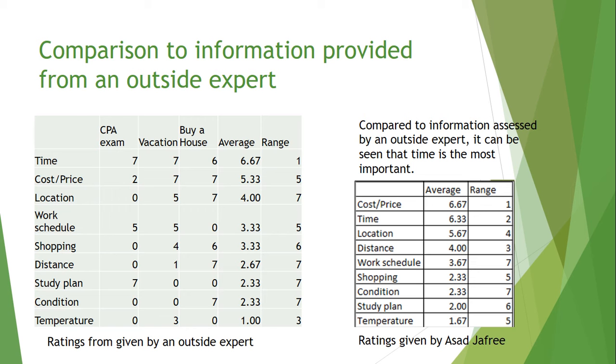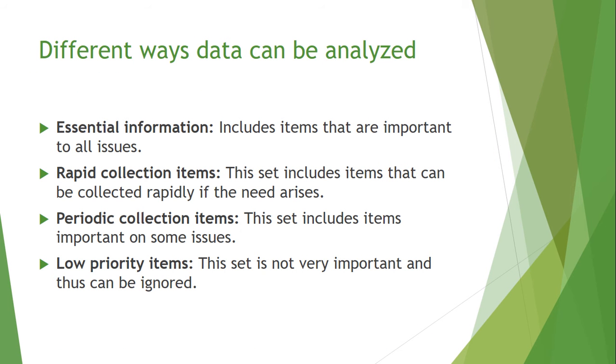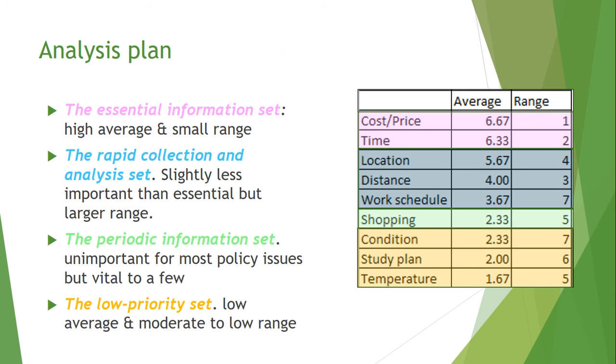Differences can be seen because it depends from person to person what is more important for them to achieve their goals. Now, the different ways that data can be analyzed, as mentioned before, has 4 different kinds. There is essential information, which includes items that are important to all issues. There are rapid collection items. This set includes items that can be collected rapidly if the need arises. Periodic collection items. This set includes items important on some issues. And low priority items. This set is not very important and thus can be ignored.